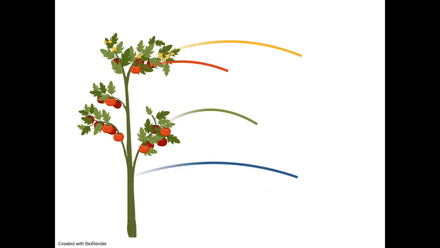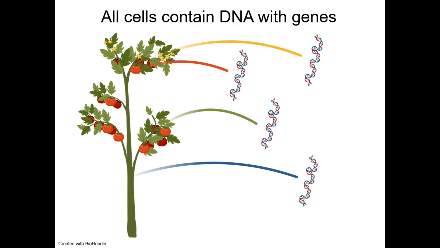Let's look at this whole tomato plant. If we take cells from different parts of the plant, like the flower, tomato fruit, leaf, and stem, and look inside the nucleus, we will find all the plant parts contain DNA, and the DNA contains all the same genes. But the expression of certain genes is what makes these plant parts different.